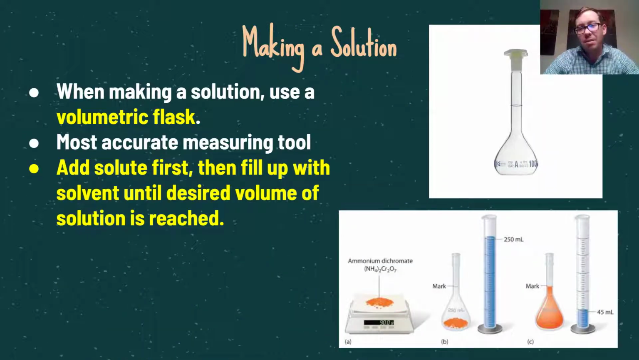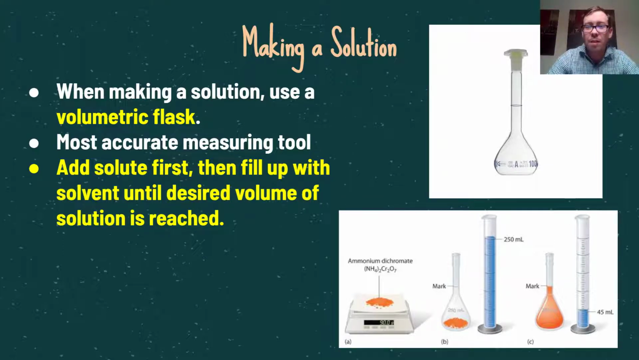So let's talk about making a solution. This is an important lab practice here. So when we make a solution, the best way is to always use a volumetric flask. Now, volumetric flasks look a little bit different than maybe the flasks that you've used previously. These flasks only have one mark on it, and it's typically in the neck. These flasks are designed to specifically measure one volume of solution only. Typically, it's 50, 100, 250, 500 milliliters. But it's much more accurate than using, say, a beaker, Erlenmeyer flask, or even a graduated cylinder.